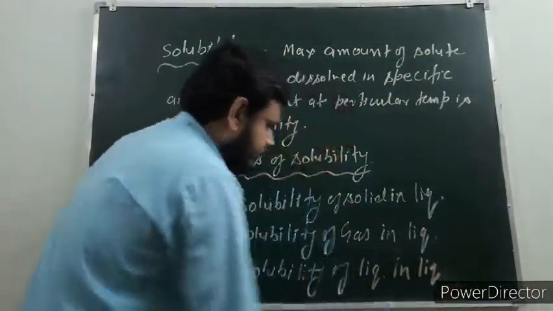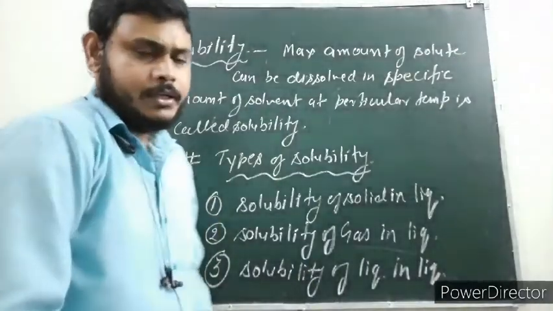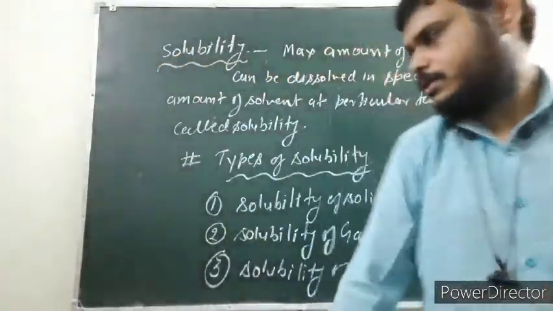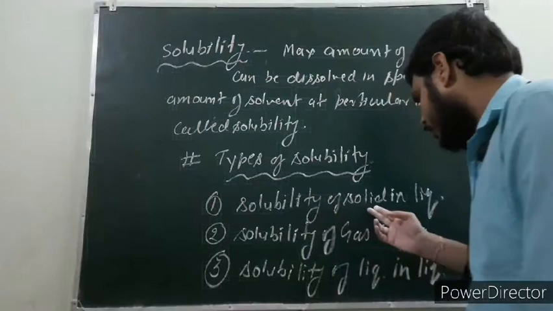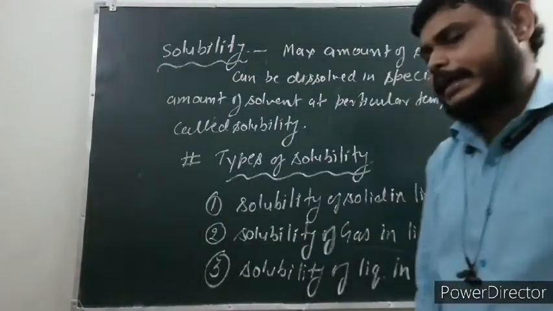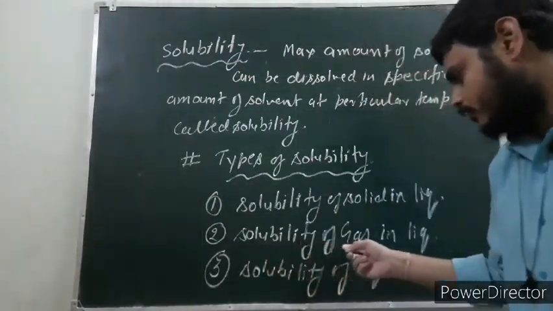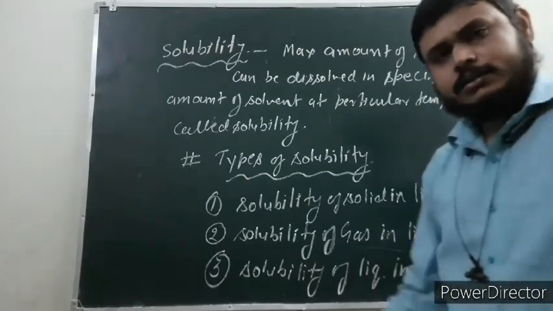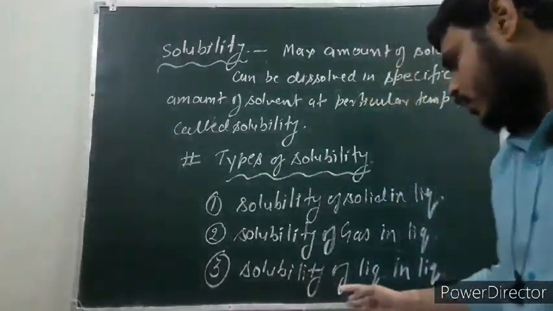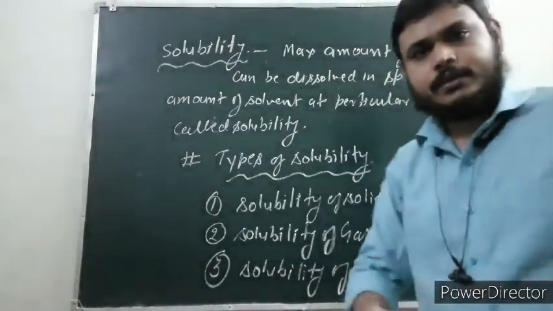Clear? There are 3 types of solubility. The first is the solubility of solid in liquid. Second is the solubility of gas in liquid, and third is the solubility of liquid in liquid. Clear?